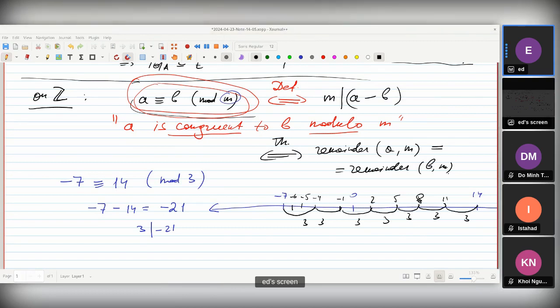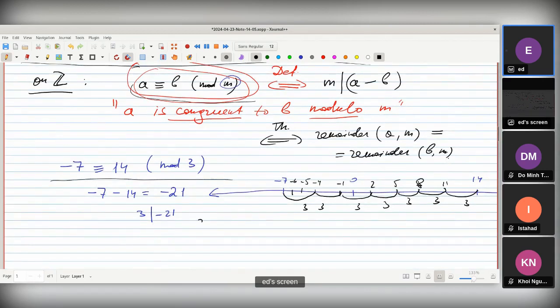Is this idea clear? Minus 4 is congruent to 10, but which modulo? Modulo 7. Yes, they are, of course. Minus 4 is congruent to 10 modulo 7. That's it. But anyway, we have many examples.